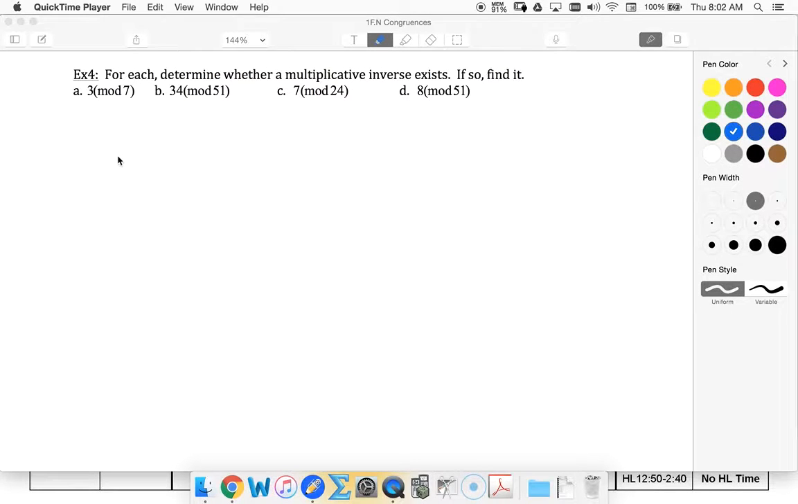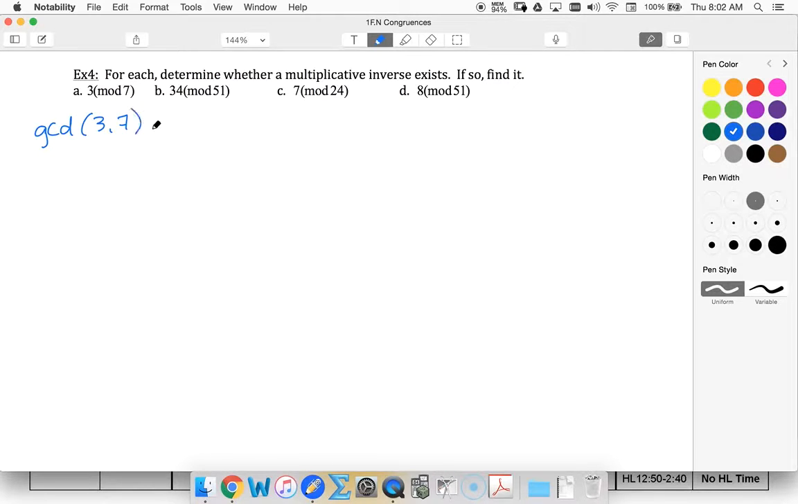All right, so we're going to look to find the inverse for each of these where they exist, and I'm going to go back and use those formulas to help me as well. So the first thing, we know that the inverse exists if 3 and 7 are relatively prime. By inspection, I know that the GCD of 3 and 7 is 1, therefore the inverse exists.